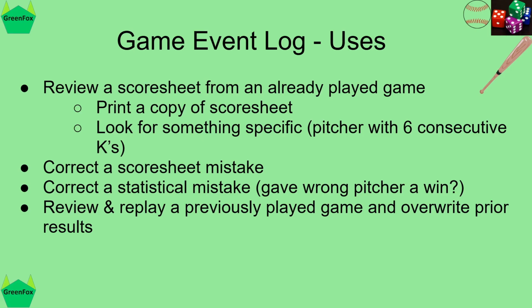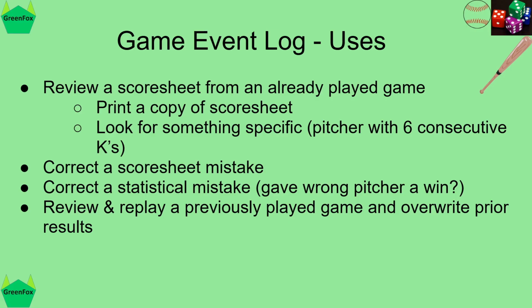The first one is to review a score sheet from an already played game, and that's basically what it's about. Maybe you want to print out or save a scan of your score sheet because something special happened and you forgot to save a printout of it, or an image of it that you wanted to post online or show somebody else. Maybe you want to look for something specific to show. I gave an example here of maybe a picture with 6 straight strikeouts that you remember happening, but you didn't know who it was, or something like that.